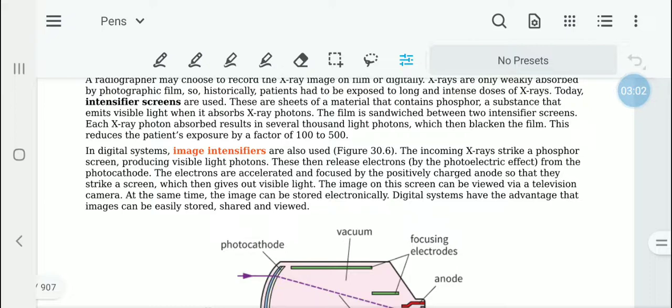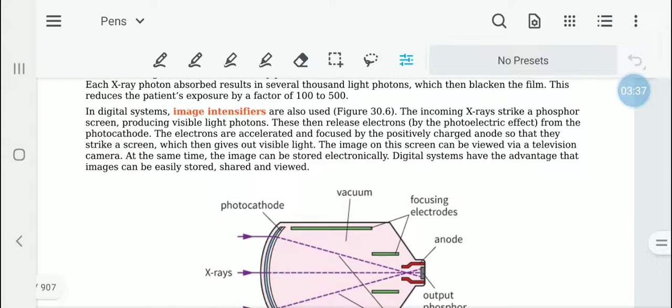There are image intensifiers that can be used. When X-rays strike a phosphor screen, again visible light photons are produced. By the photoelectric effect, they release electrons from the photocathode. The electrons accelerate and are focused onto a positively charged anode. There is a screen that gives out visible light, and this image on the screen can be seen on a camera and at the same time recorded.